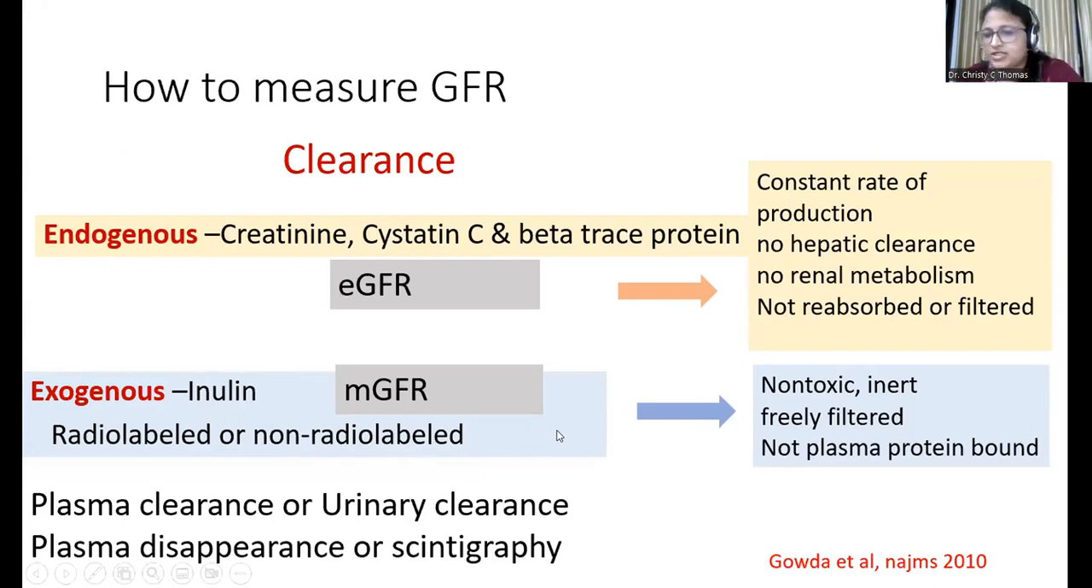They should be non-toxic, inert, freely filtered, not plasma protein bound. From the plasma clearance or urinary clearance of these molecules, or the plasma disappearance, or from scintigraphy from the exogenous molecules, or from the urinary clearance, we can calculate the GFR.